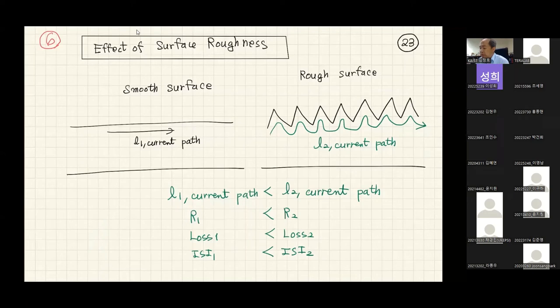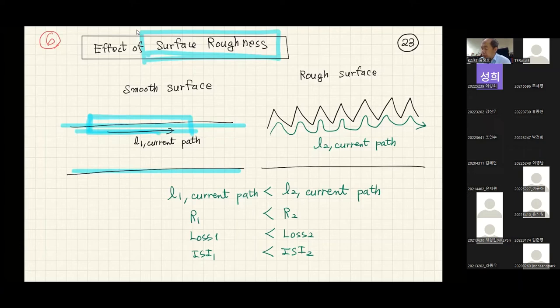Now, I would like to move to a slightly different subject which has not been covered in the class so far: surface roughness. As I mentioned before, ISI is coming from high frequency loss. There are two different losses. The first one is skin effect loss, and the second one is dielectric loss. In the case of skin effect loss, if this is a metal, we are assuming that current is induced only at the surface. At higher frequencies, the skin depth is decreasing and decreasing, so that's why we have higher loss.